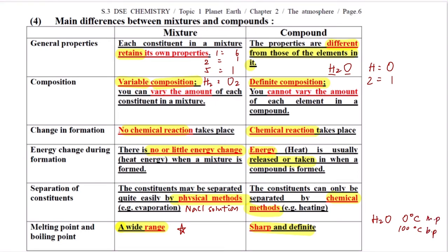So what is sharp and definite? Sharp means only one temperature for melting, only one temperature for boiling. But for a mixture, it can be a range. Like sodium chloride solution as an example, it is maybe 78 degrees to 85 degrees like this, a range, okay? Range of boiling point.